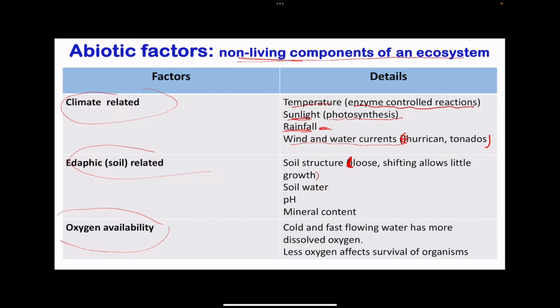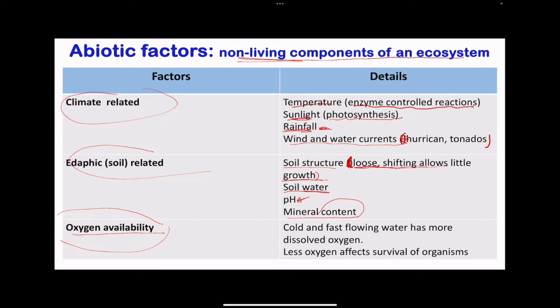When we go to edaphic factors, which are soil factors, loose soil and shifting soil allows less growth because, of course, the roots are not going to be anchored properly and the nutrients are going to be washed out easily. The amount of water within the soil can affect how abundant organisms are. The pH of the soil, because, of course, this affects the microorganisms and how nutrients can be recycled. The mineral content is also important because plants need minerals, and even organisms that thrive within the soil need minerals in order to survive.